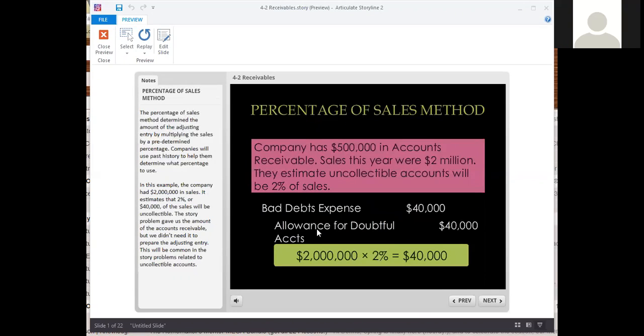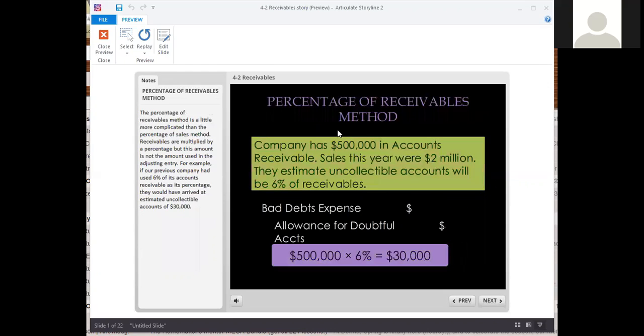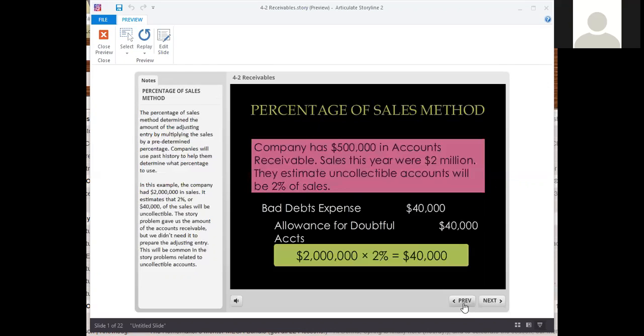And the journal entry that is accompanying here needs to be in a general journal format that we're developing. The explanation of how we get to $40,000 comes from the story from 2 million and 2%. Then, even though it hardly looks like it, this is percentage of sales.